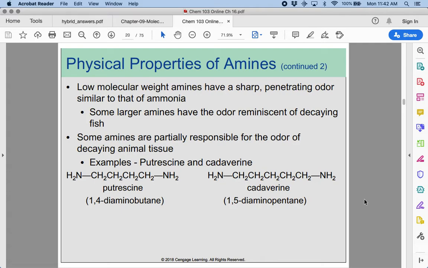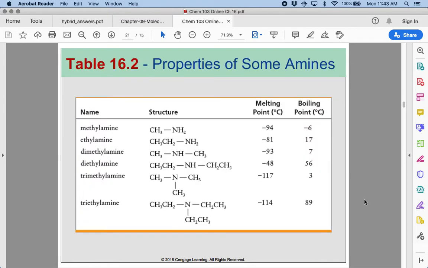Amines are also responsible for the smell of rotting and decaying flesh. There are compounds called putrescine, which is a very putrid smell, and cadaverine, which as the name suggests is similar to some of the smells associated with rotting corpses.